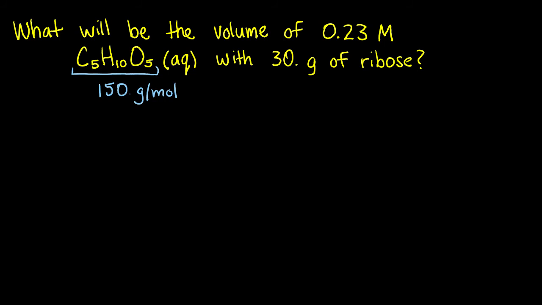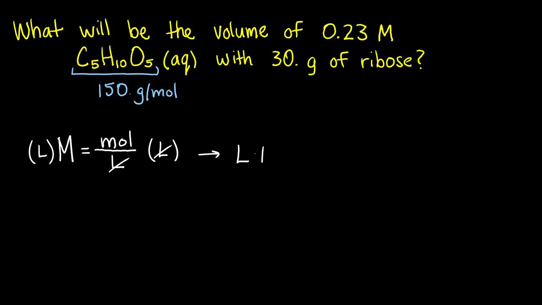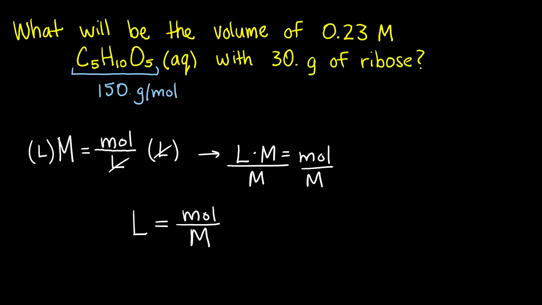Now we look at our molarity equation. Molarity equals the moles of what you're dissolving, which is the ribose, divided by the volume of the solution in liters. I'm going to rearrange this for the volume. If I multiply both sides by liters, I get the liters to cancel on the right, which means L times M equals moles. Now dividing both sides by the molarity, I get the final form of my equation. The volume in liters is equal to the number of moles divided by the molarity.